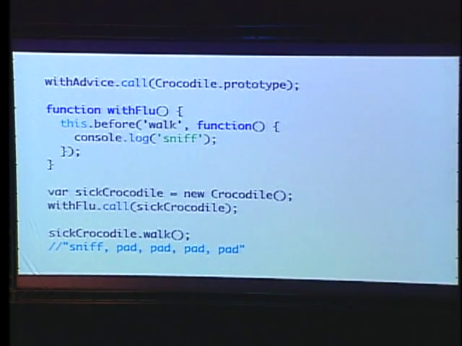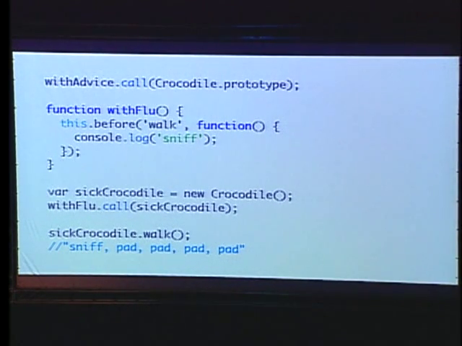And so here is a withFlu mixin. We're going to give our crocodile flu, which is kind of sad, but I'm sorry. And this is our crocodile instance we just created from the regular constructor. So the withFlu mixin says, before you walk, you're going to sniff, because it has a cold. And then when you mix that into walk, when the crocodile walks, it goes sniff, pad, pad, pad, pad. So that's how that works.